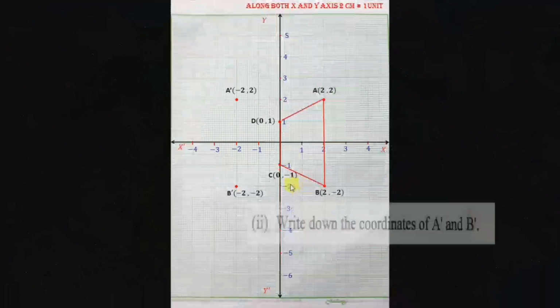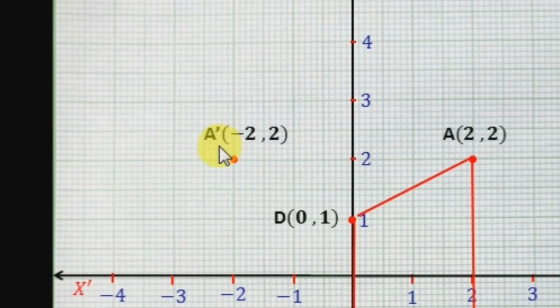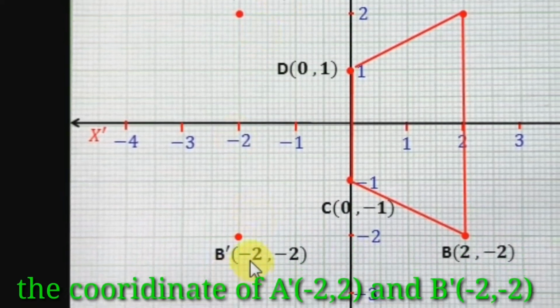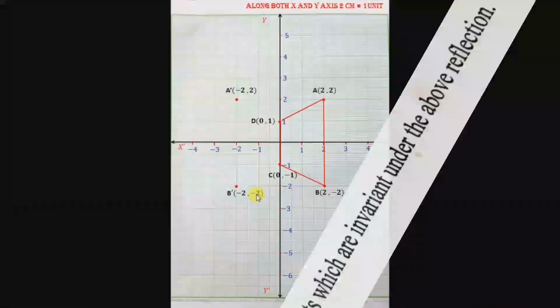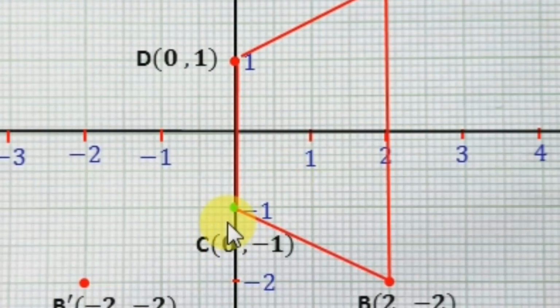Now question number 2, write down the coordinates of A dash and B dash. The coordinates of A dash are minus 2 comma 2 and B dash are minus 2 comma minus 2. Number 3, name the 2 points which are invariant under the above reflection. You can say that point C and point D remain the same. So point C and point D are invariant points.